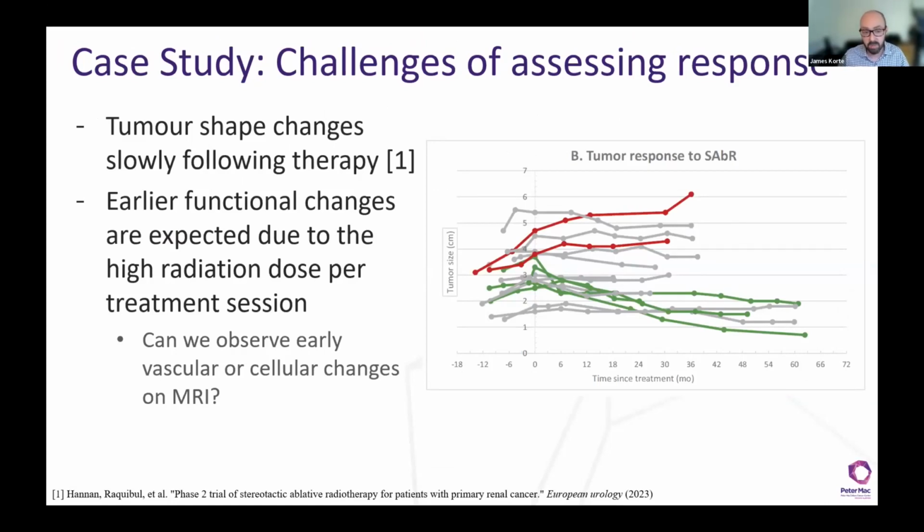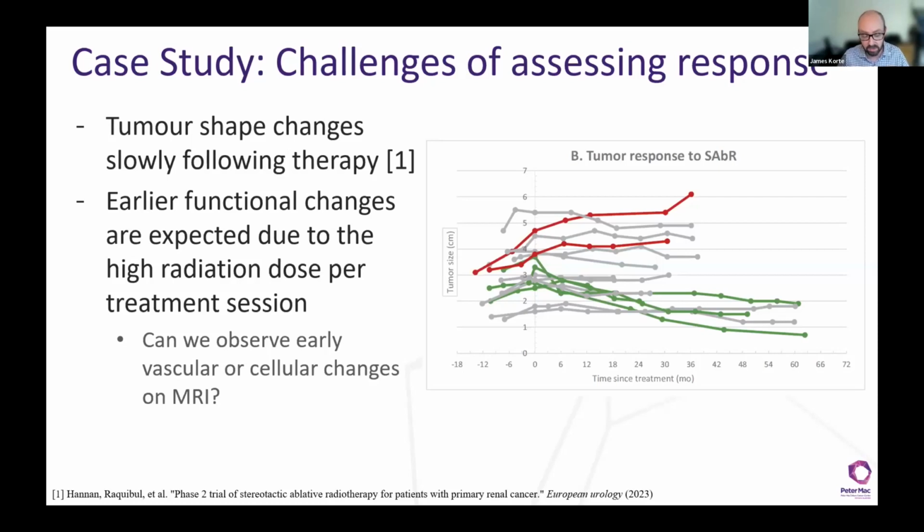So whilst these shape changes are really slow, we would expect that there should be some earlier functional changes because we're delivering quite a high dose of radiation. And that poses the question, can we observe some of these early changes to vasculature or to the cells themselves by using a different imaging modality?